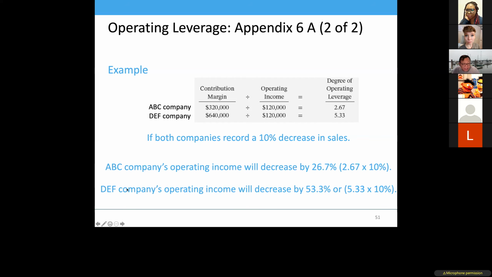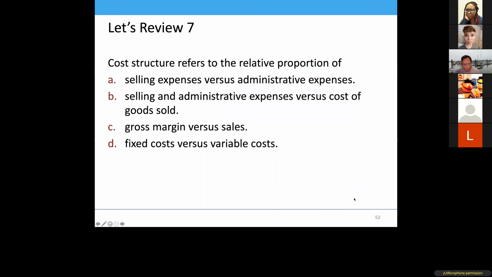Okay, and the DEF company's operating income will decrease by 53.3%. Okay, you can see that DEF is more volatile, right? So a 10% decrease in sales has a much bigger impact on DEF than ABC. It is twice as much impact, 53.3 to 26.7, so that's 2 times. Okay, does this make sense?